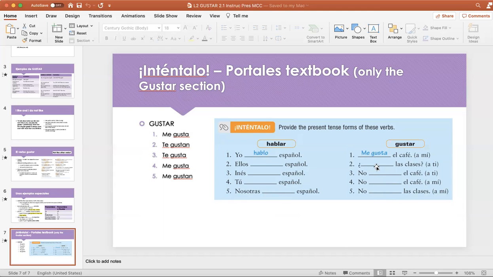So first one will be, ¿te gustan las clases? Second one will be, ¿no te gusta el café? Number 4 will be, no me gusta el café. And number 5 will be, no me gustan las clases.